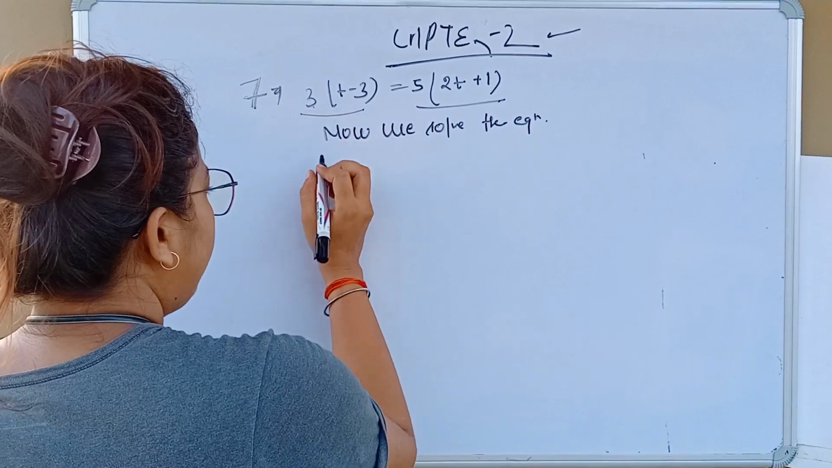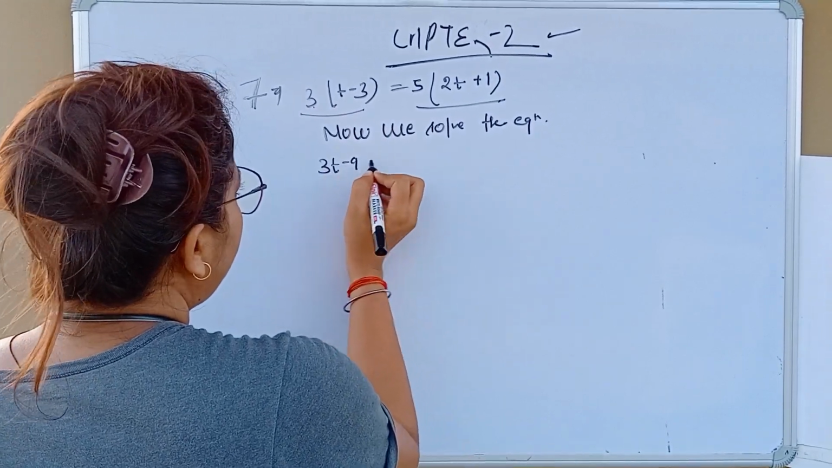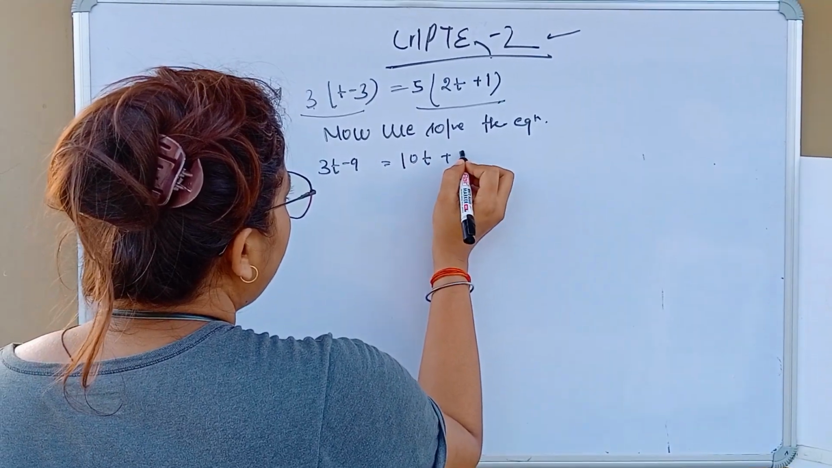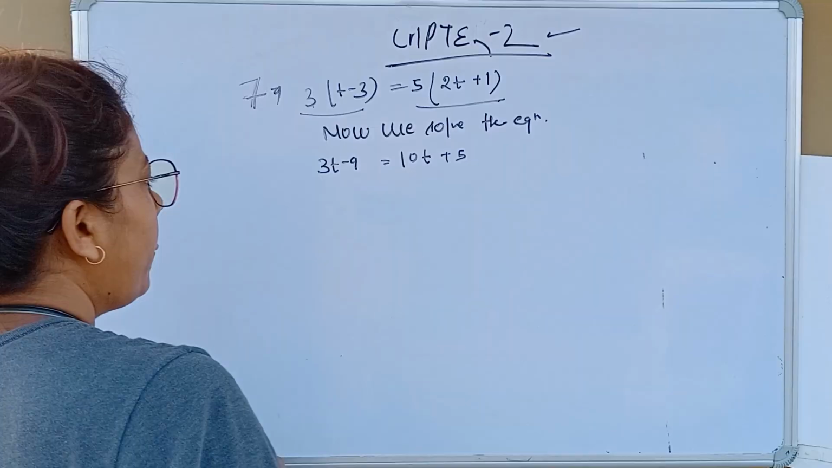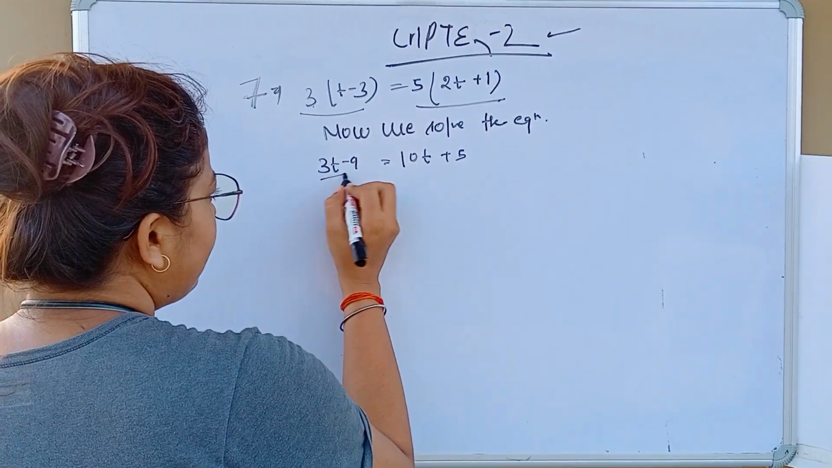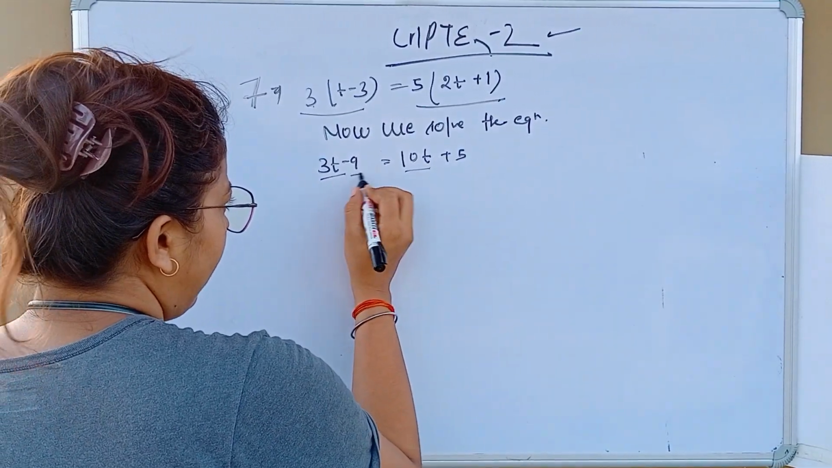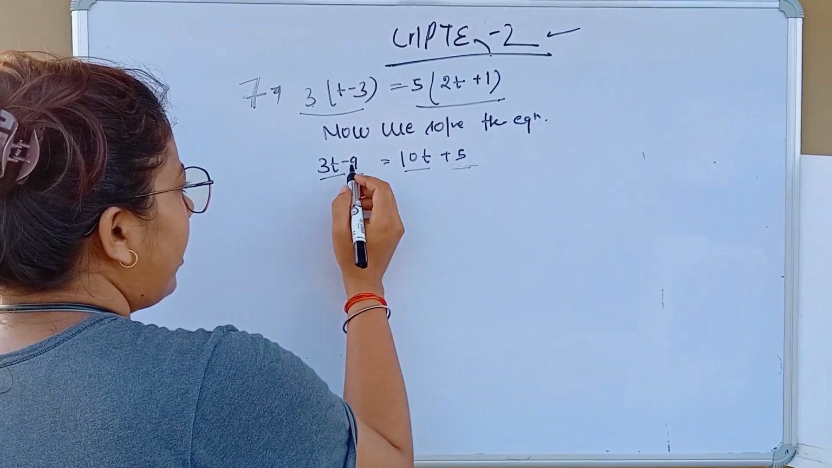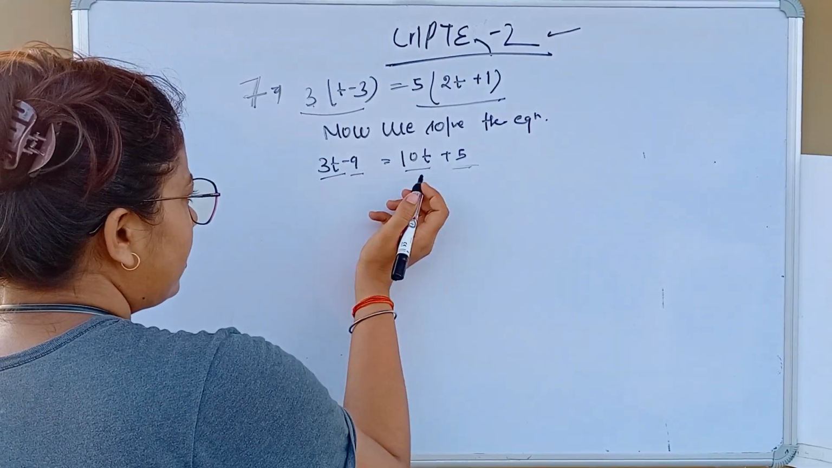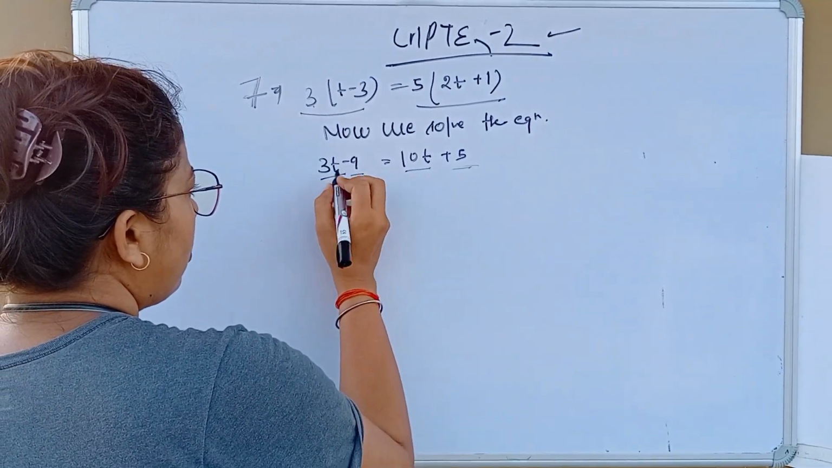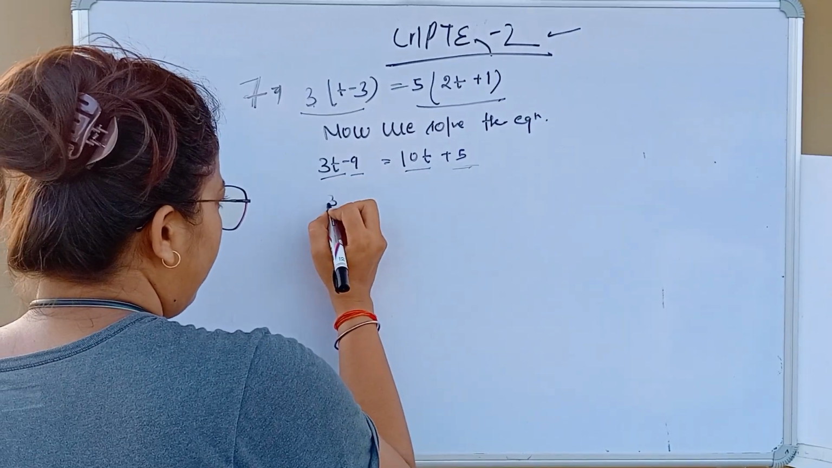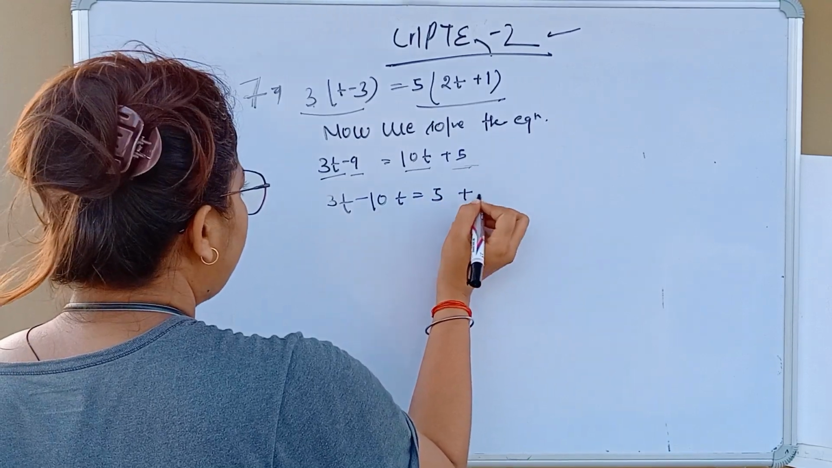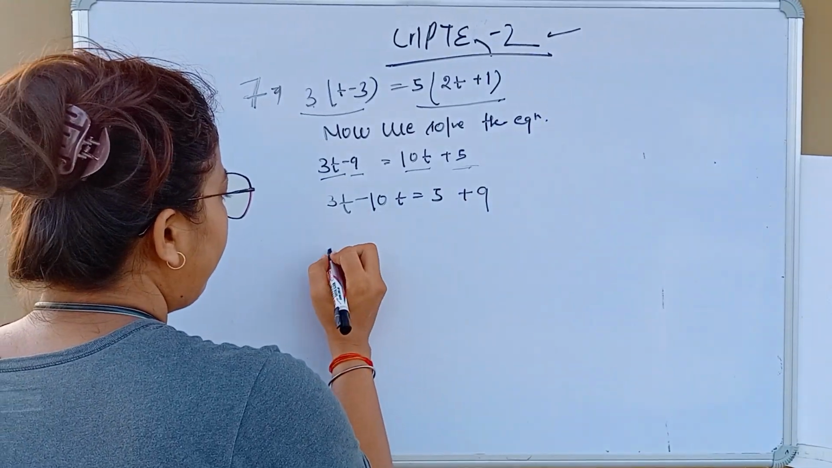Okay, so multiply, 3t minus 9 is equals to 5 into 2t, 10t plus 5. Multiply 5 in both. Okay. So here variable part is 3t and 10t. Constant part is minus 9 and plus 5. So what we do, in the previous video I said take variable at one side, constant at one side. Okay. So 3t minus 10t is equals to 5 plus 9. So 3t minus 10t is minus 7t.